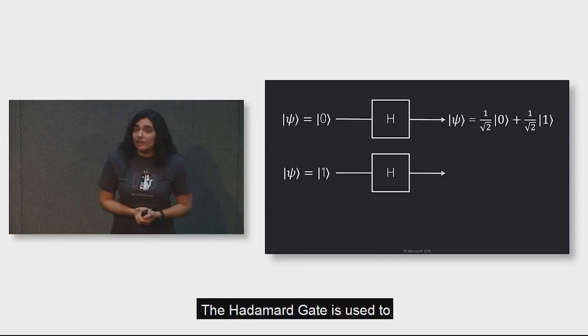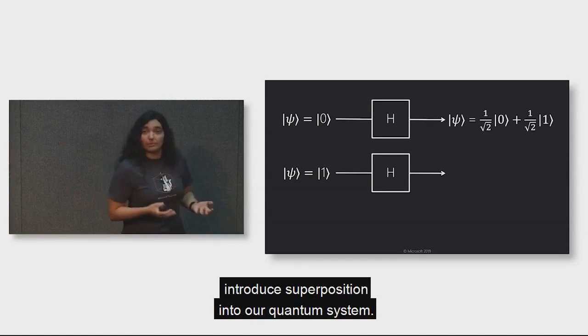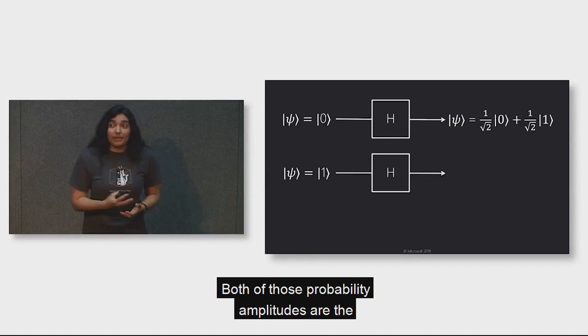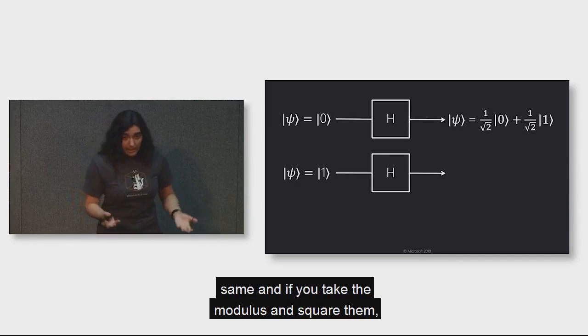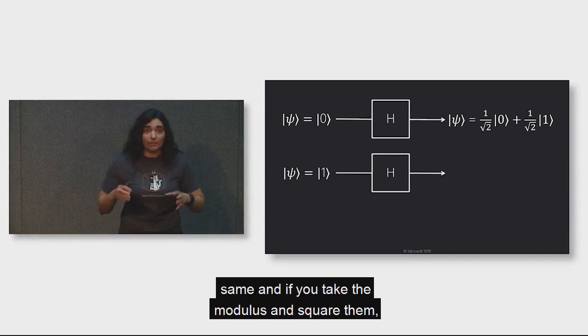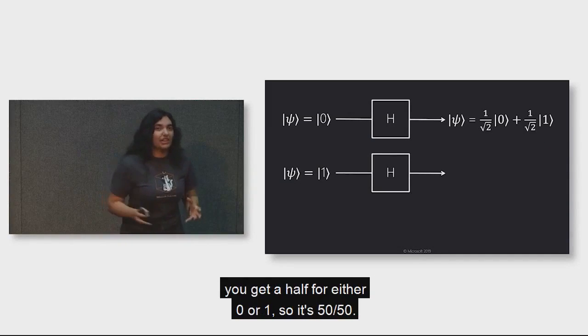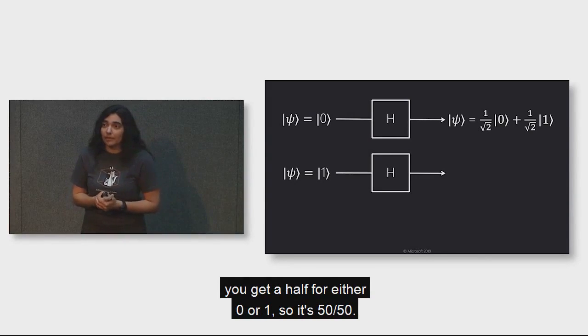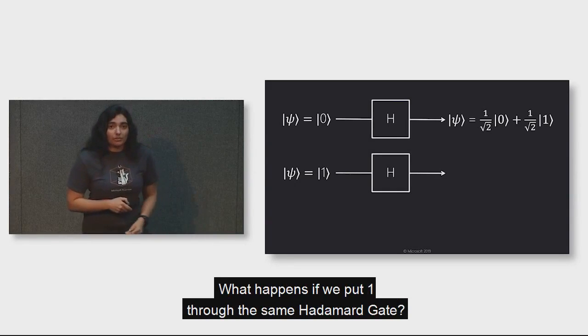The Hadamard gate is used to introduce superposition into our quantum system. This is an equal superposition. Both of those probability amplitudes are the same, and if you take the modulus and square them, you get a half for each, for either 0 or 1. So it's 50-50. What happens if we put 1 through the same Hadamard gate?